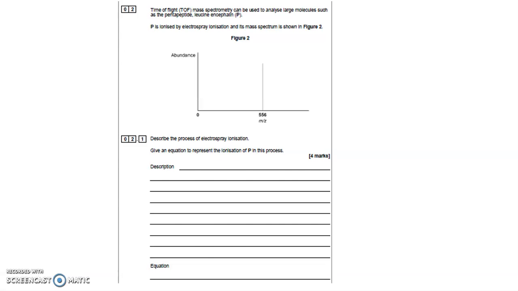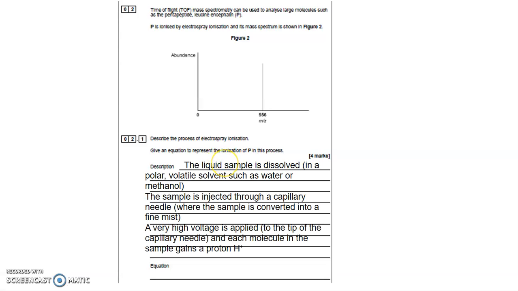First of all, you dissolve it in a solvent. The solvent is usually methanol or water. Best to be a polar solvent with delta plus and delta minuses on it, like methanol or water, and volatile means that it's got a low boiling point. The sample is then injected down a capillary tube. It comes out the end of a capillary tube.